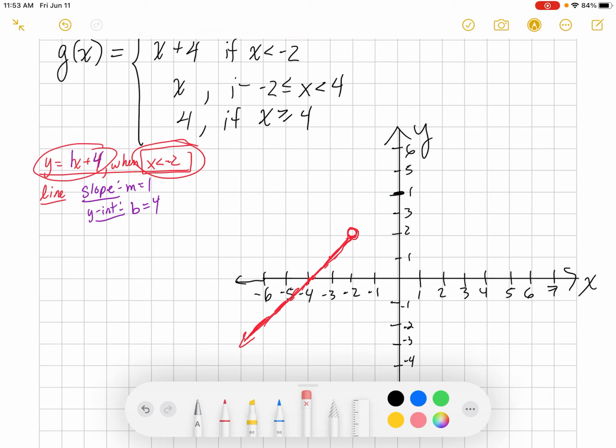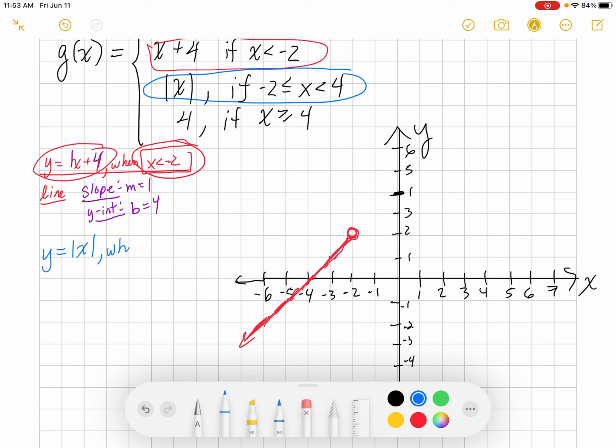The absolute value of x, I'm going to call this the blue piece. Blue piece, where are you? There's supposed to be an absolute value of x right here. There we go. So the second piece, the blue piece, we're going to call that y equals the absolute value of x. And that happens when x is between negative 2 and 4. Including negative 2, not including 4.